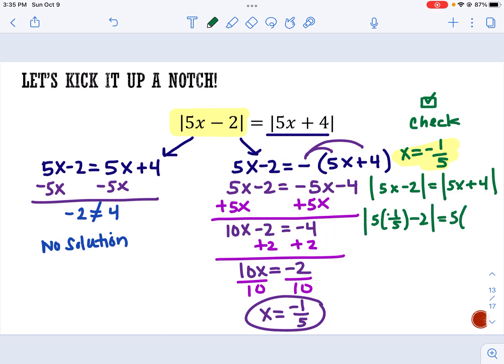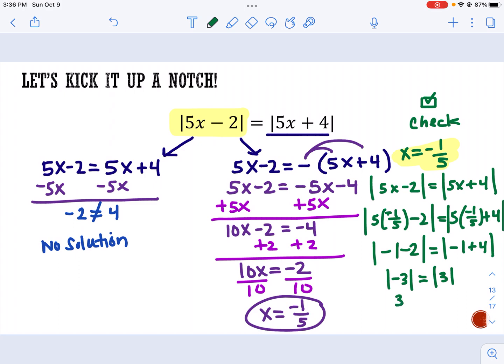Equals the absolute value of 5 times negative 1/5 plus 4. All right, on the left-hand side, 5 times negative 1/5, what does that give me? Good, negative 1, so I'm going to bring down negative 1 minus 2. On the right, 5 times negative 1/5 is negative 1, so negative 1 plus 4. So the absolute value of negative 1 minus 2 gives me the absolute value of negative 3, equals negative 1 plus 4, which is 3, so the absolute value of 3.